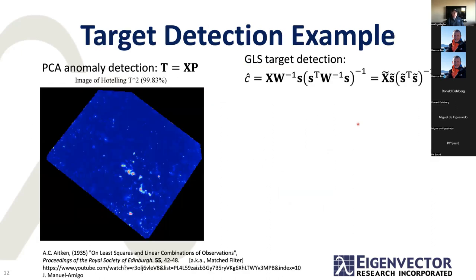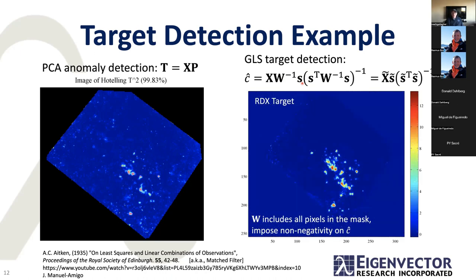So let's go back to the example with the cellulosic swipe. Here is the PCA, and we looked at the Hotelling T squared, and this is the result here. And this is the equation for the GLS target detection. I don't want you to look at this too hard, but you can see that I'm deweighting my X and my spectrum to put them into this weighted environment. So this is the signal, this is the weighting, and the weighting that I'm going to use here is the entire set of pixels in this image. And there's my target.